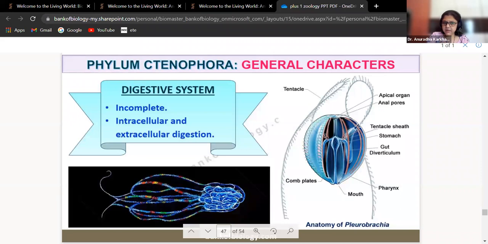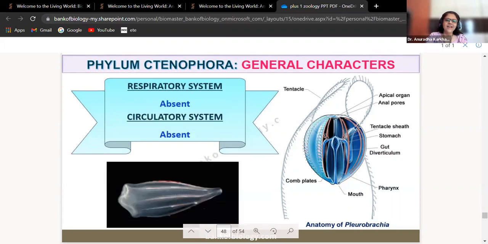Digestive system is incomplete. Intracellular as well as extracellular digestion can take place. See, so many different types of photographs have been taken of the same organism and everywhere it looks so beautiful. Right? Respiratory system absent. Circulatory system absent. They don't have anything.